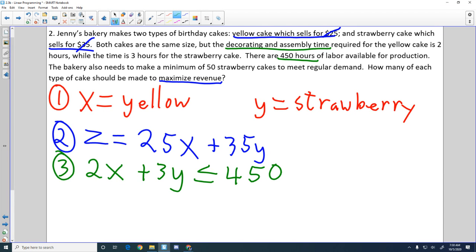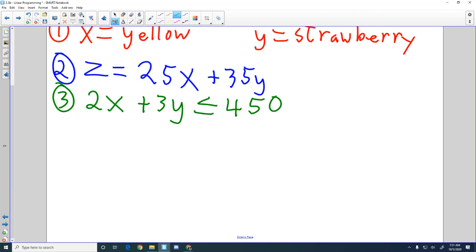And then there's some more constraints. It says here, we need a minimum of 50 strawberry cakes. So just right off the bat, they need at least 50 strawberry cakes. So it's just saying that y has to be at least 50.